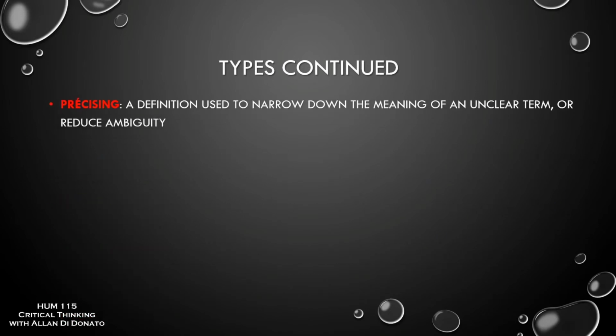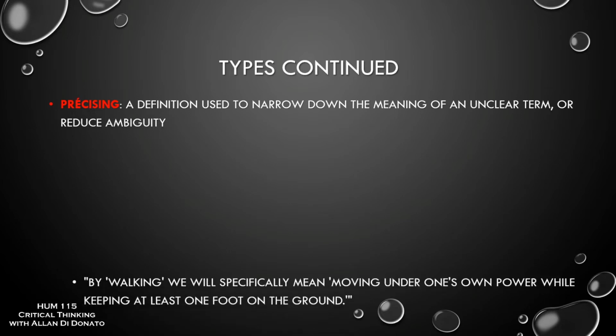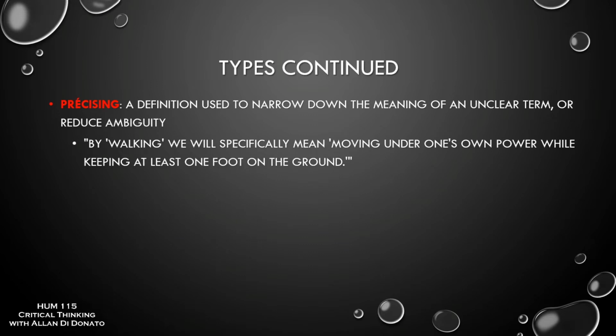The next would be a precising definition. This type of definition will narrow down the meaning of an unclear term to reduce ambiguity, right? We make it more precise. So, for example, by walking, we specifically mean moving under one's own power while keeping at least one foot on the ground. That's going to make it more precise. This might be useful with children in school who you see breaking the school rules by running in the halls, right? Running usually involves feet coming off the floor, even slightly, whereas walking generally does not. So we might want to be a little bit clear what we mean by walking.